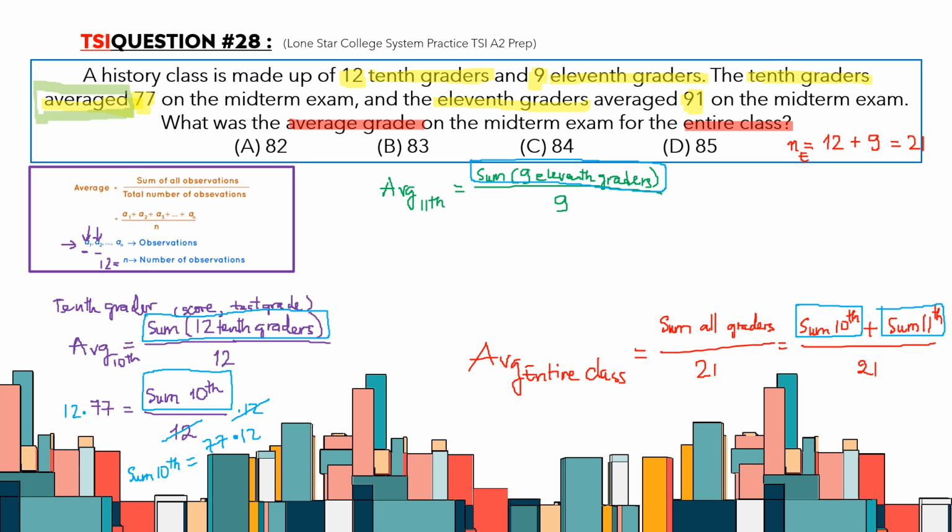Now the average of the 11th graders is 91. So 91 equals the sum of all students' scores in 11th grade, the sum of the 11th graders divided by 9. We do the same thing: we multiply both sides by 9 to isolate the sum of the 11th graders, the scores of all students in 11th grade. That equals 91 times 9.